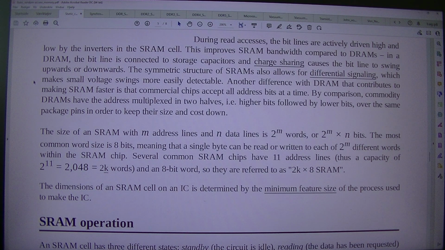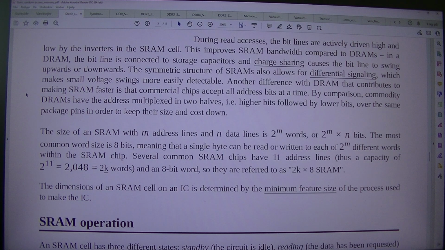Another difference with DRAM that contributes to making SRAM faster is that commercial chips accept all address bits at a time. By comparison, commodity DRAMs have the address multiplexed in 2 halves, i.e. higher bits followed by lower bits, over the same package pins in order to keep their size and cost down.